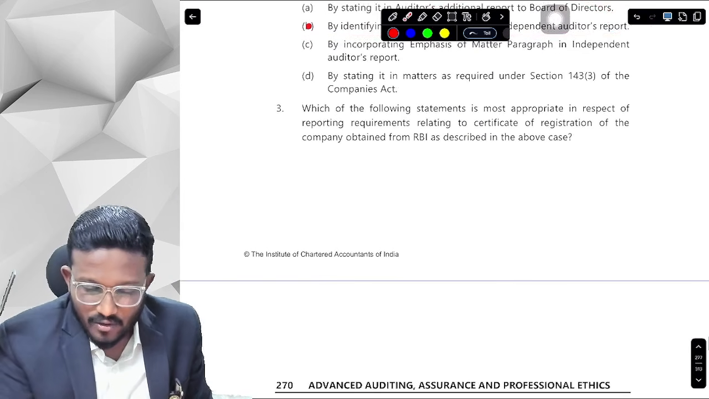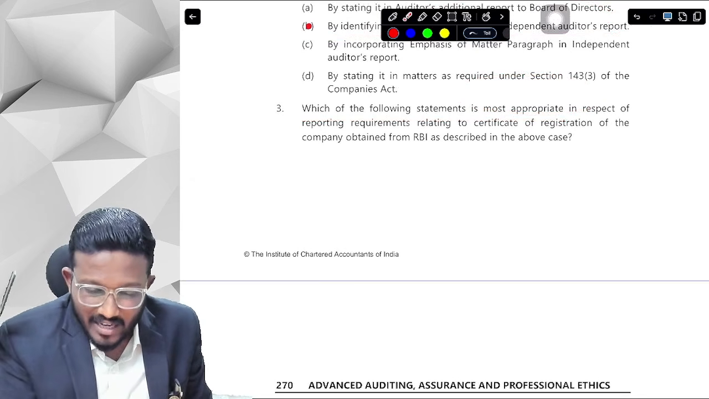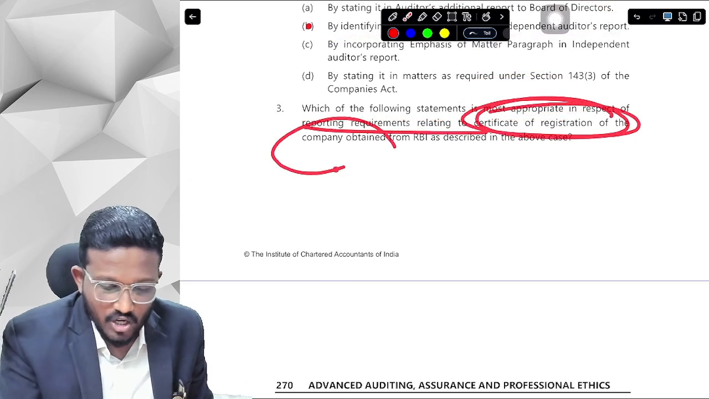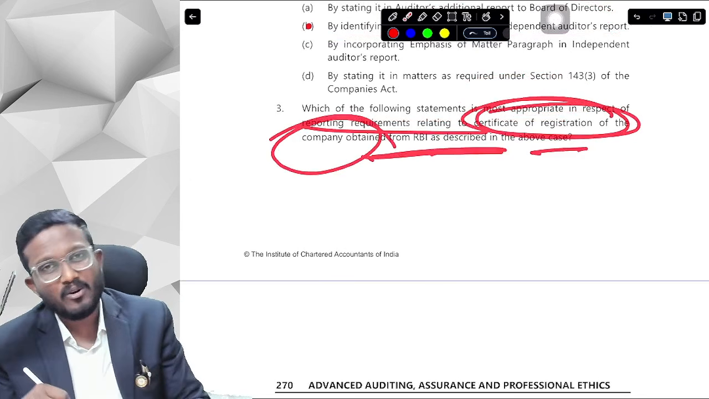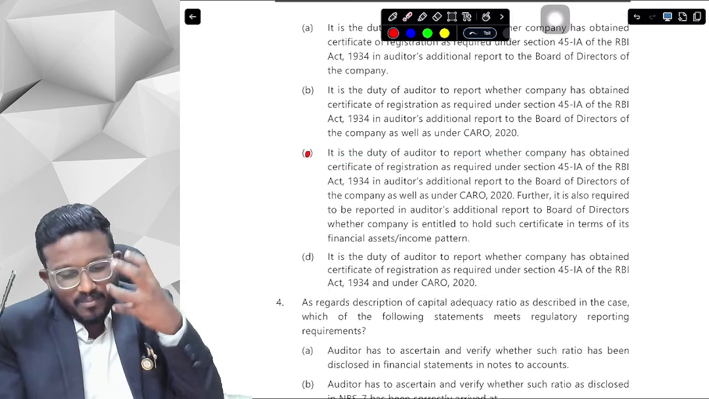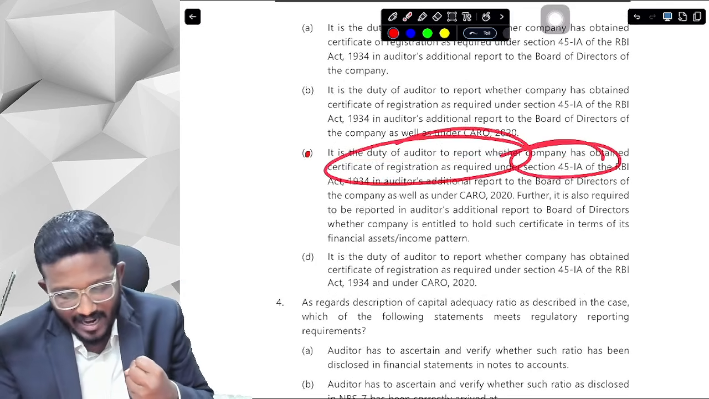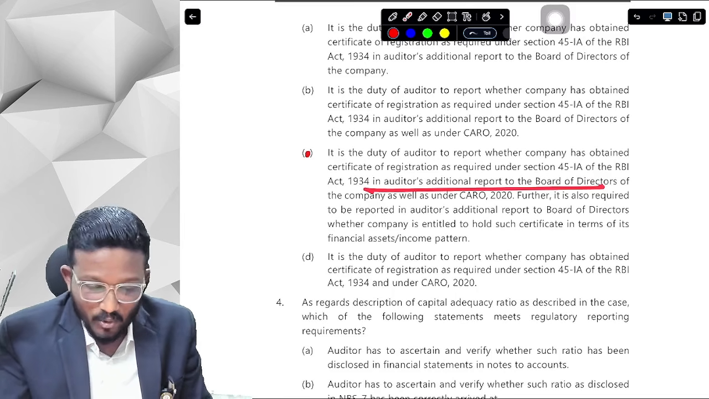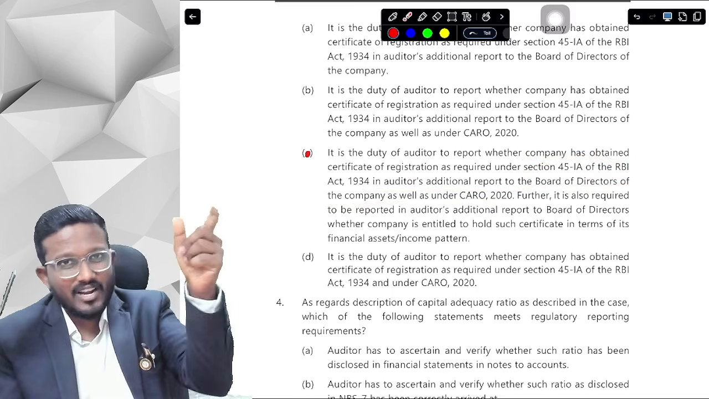Okay, yes sir. Which of the following statements is most appropriate for reporting requirements relating to the certificate of registration of the company obtained from RBI, as described in the above case? Relating to the certificate of registration, it is our duty to report whether the company has obtained the certificate of registration under section 45-IA of the RBI Act, in our additional report to the board of directors, as well as in CARO 2020. We have to report this.